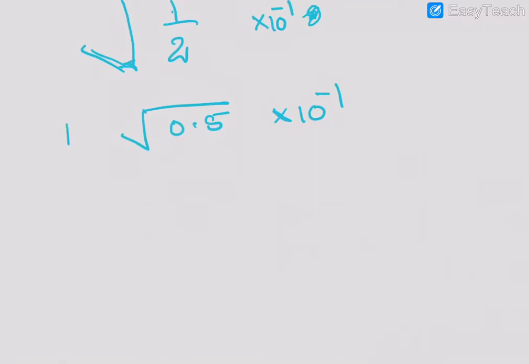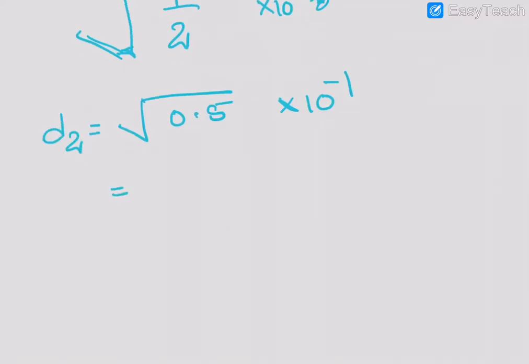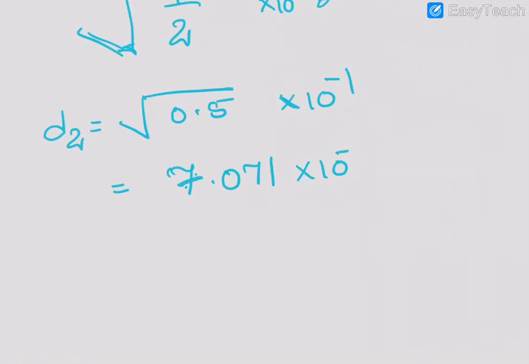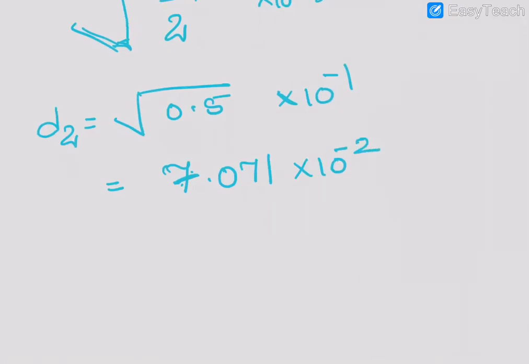Yes. So the square root you can find from the log table. So this comes to 7.071 into 10 raised to minus 2 meter. Okay, so that means if I don't want this minus 2, I can write this as 7.071 centimeter.